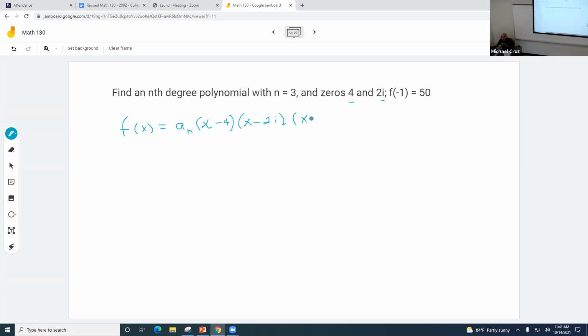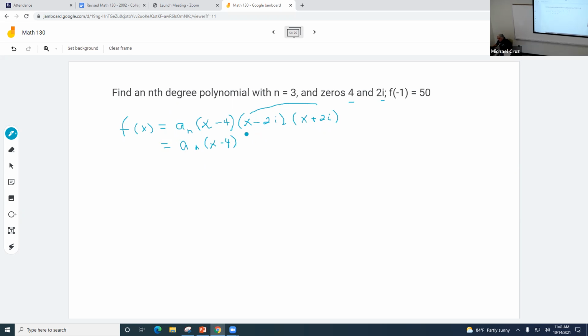And remember, that's like x minus a. All right, so we got that, and we're just going to multiply that across. First thing I'm going to do is multiply these two. And then I'll run through the x minus 4 once I get everything.